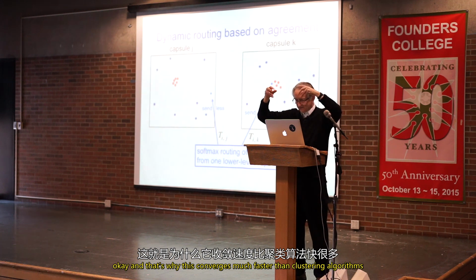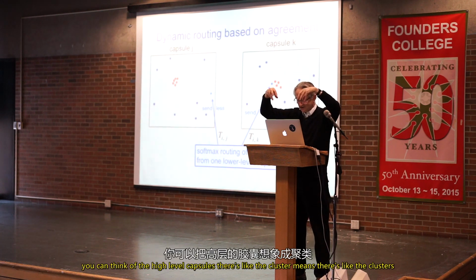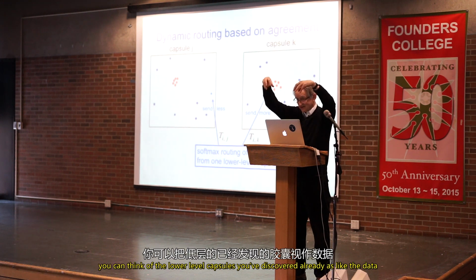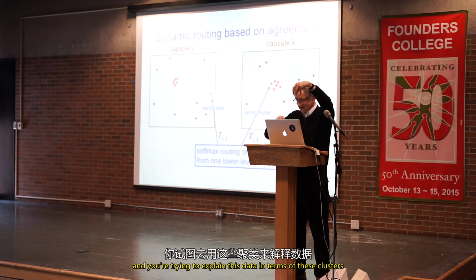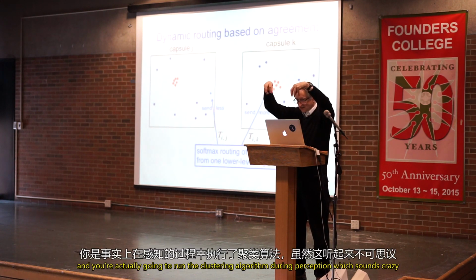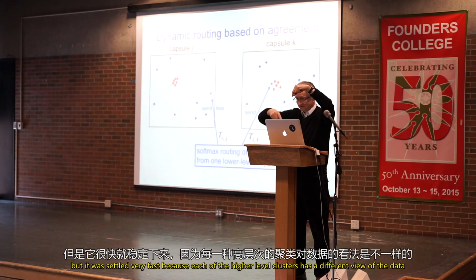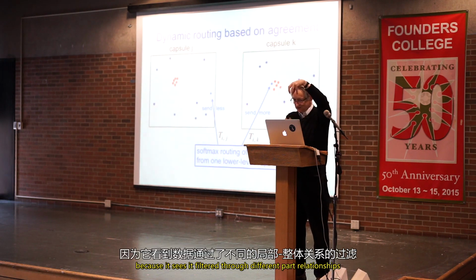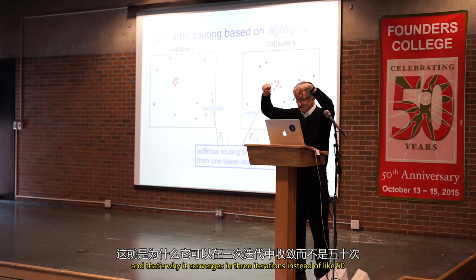And that's why this converges much faster than standard clustering algorithms. You can think of the higher-level capsules as like the cluster means, as like the clusters. You can think of the lower-level capsules you've discovered already as like the data. And you're trying to explain this data in terms of these clusters, and you're actually going to run the clustering algorithm during perception, which sounds crazy, but it will settle very fast because each of the higher-level clusters has a different view of the data, since it sees it filtered through different part-whole relationships. That's why it converges in 3 iterations instead of like 50.